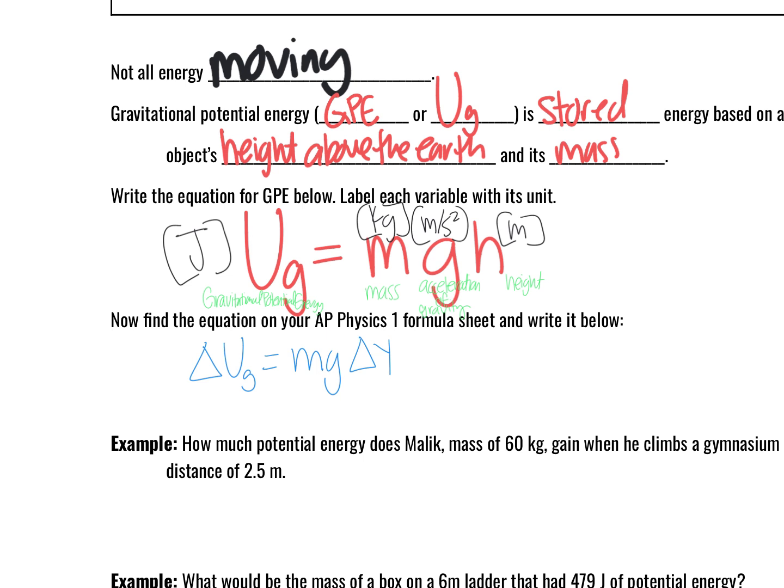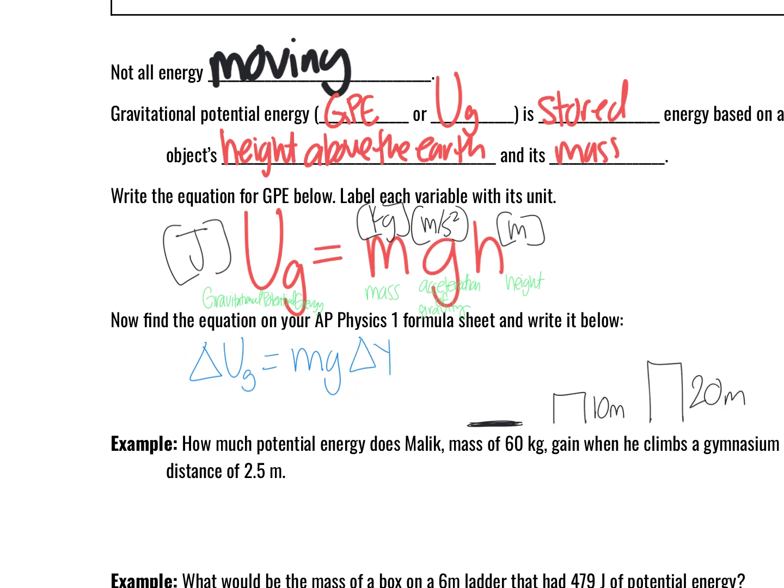Now, like we talked about earlier, if this is stored, we're talking about how much is stored extra. So if something is on the ground, then it's not above the ground. So to give it more energy, the potential for it to make a change or to do something, you have to change its height. So how much you change its height is how much you change its energy.